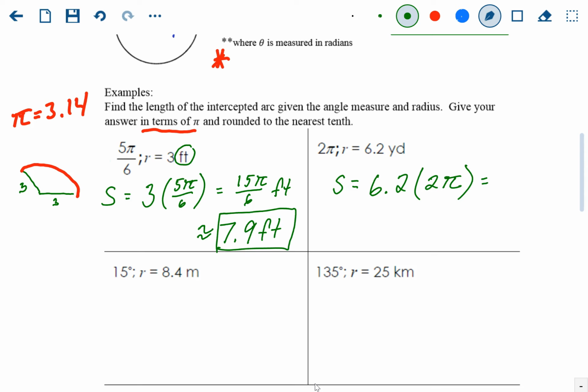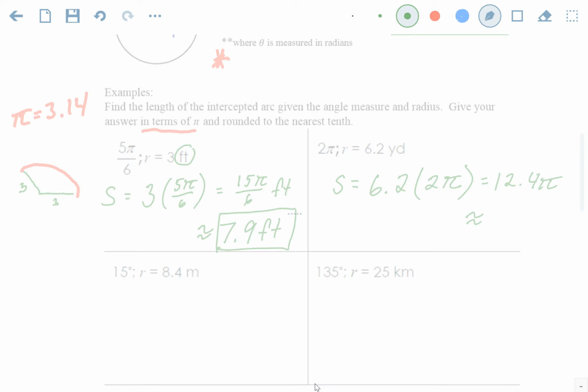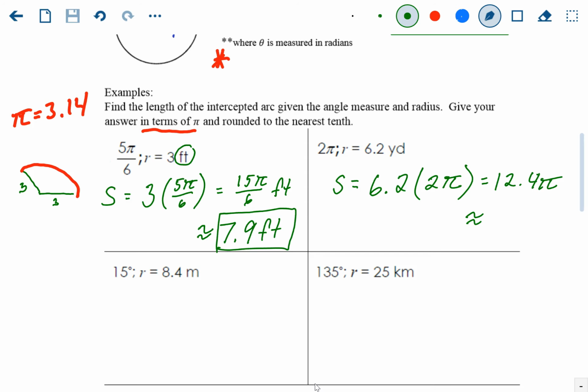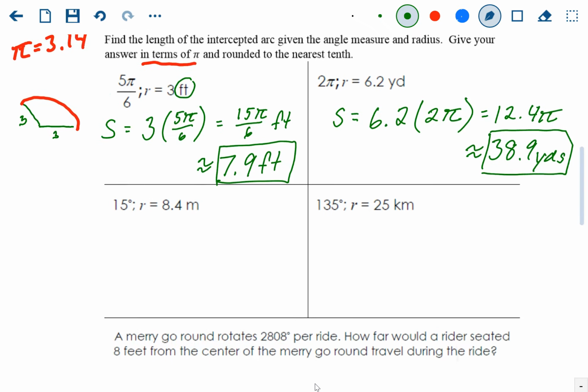Now again, with pi in it, that's 12.4 pi's. But again, I prefer, you could just do it. You don't have to even do this intermediate step. You could just do 6.2 times 2 times pi. And you get 38.9 yards. Okay. Again, that's it. Simple as just multiplying two numbers together.